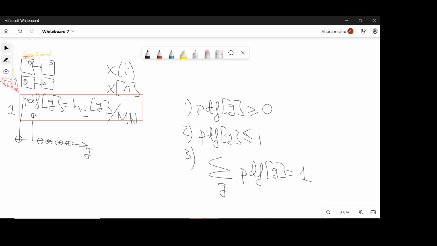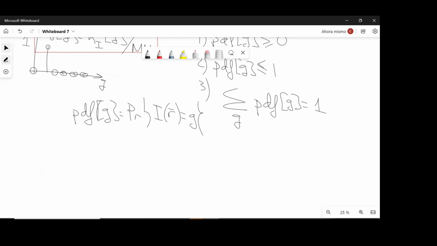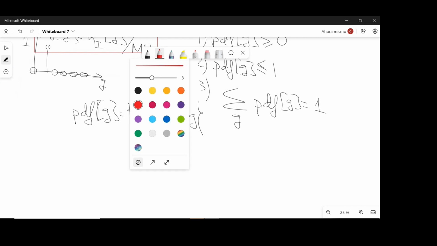And we can define the PDF of g as the probability of the I of r taking the value g. Would you agree with that? So this is the probability of any pixel in the image taking the value g. Okay, what about the following? What if instead of this probability, I look at this other probability? Let me use colors, because they help us to differentiate different parts of the whiteboard.